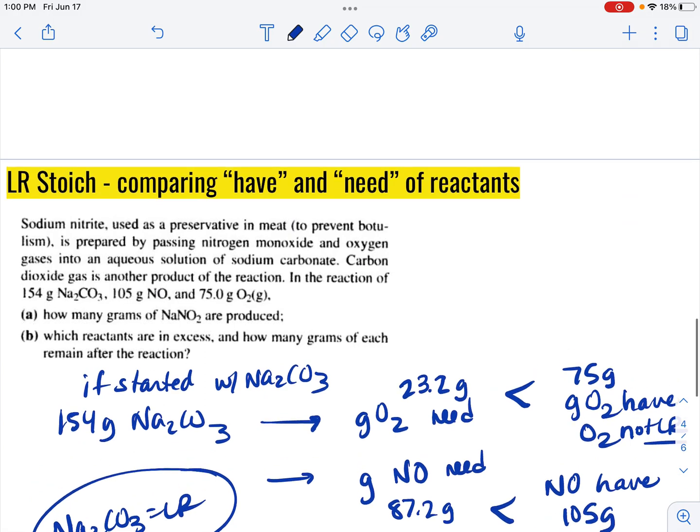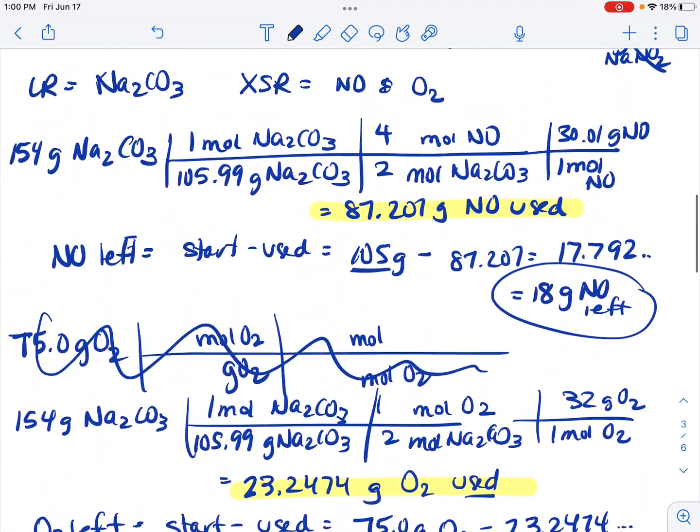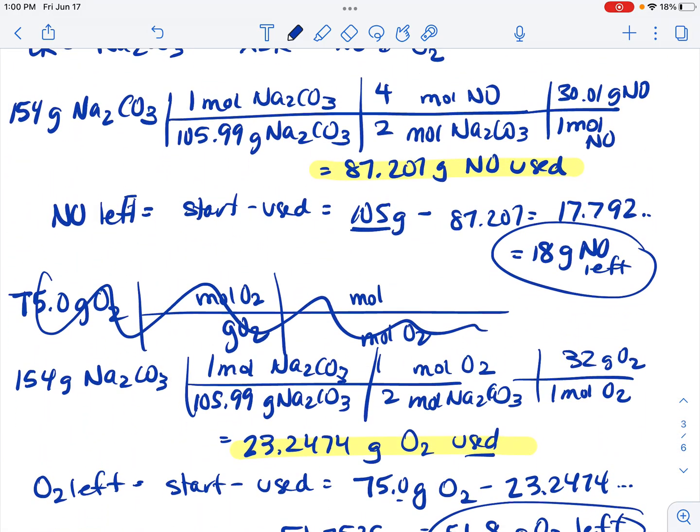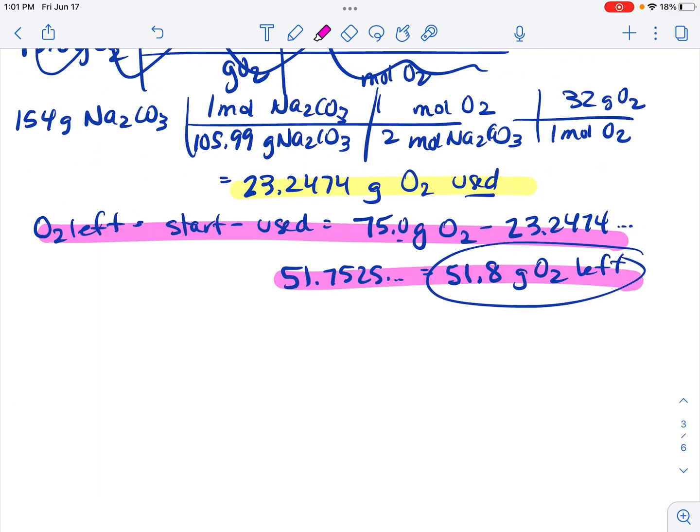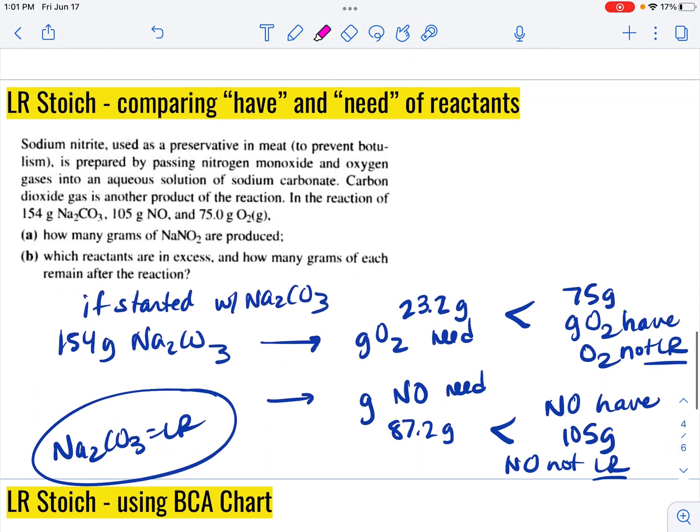The other two are excess, and then to do the how much is left over, I would have to come back and subtract, because at this point I already know the amount that I used. So at this point, if I have already done that, it saves me a little bit of trouble later. All I have left to do is this step to tell you how much is left, and this step to tell you how much is left.